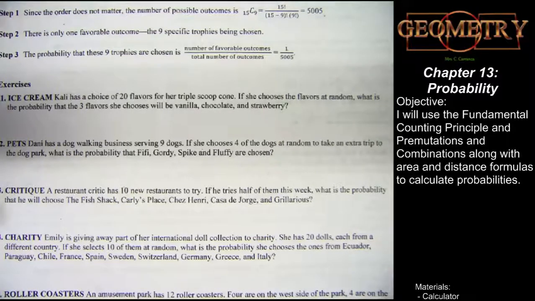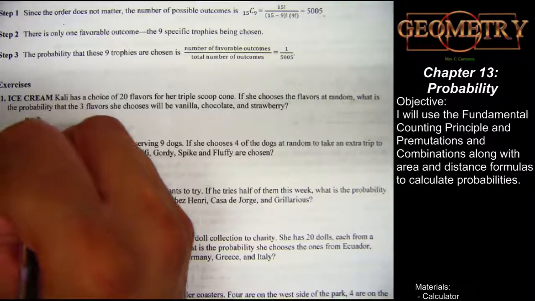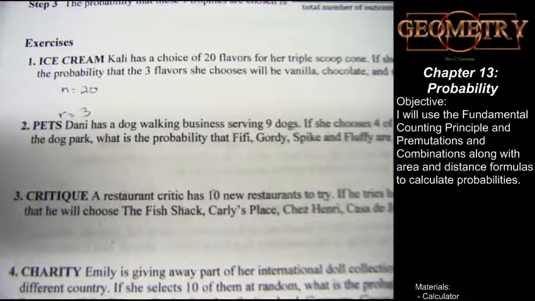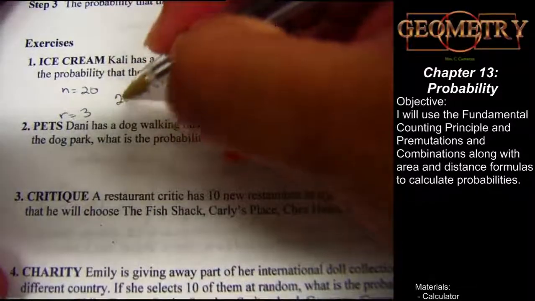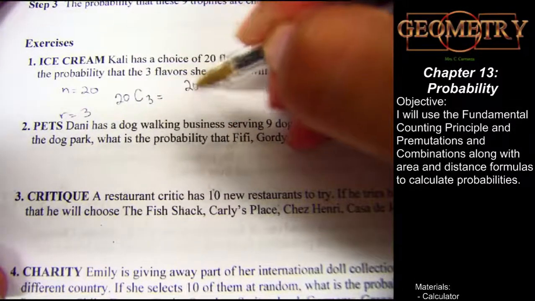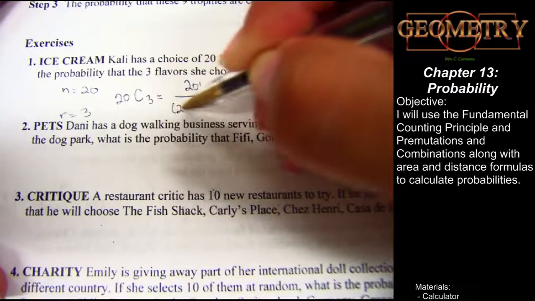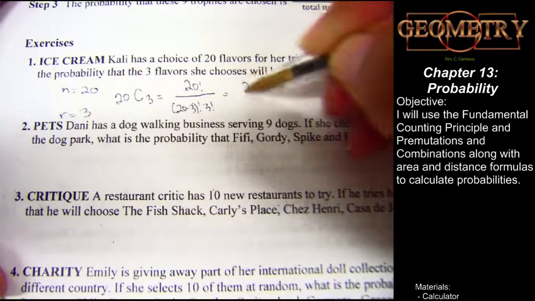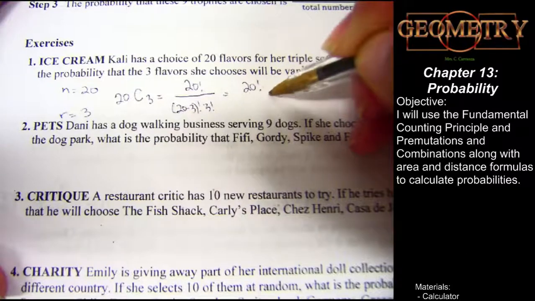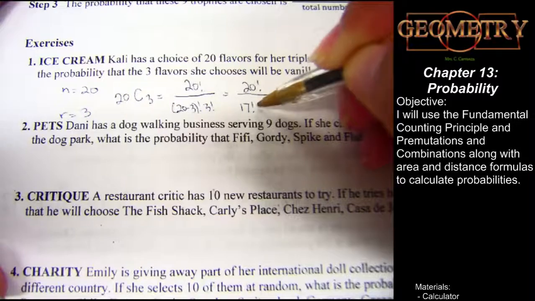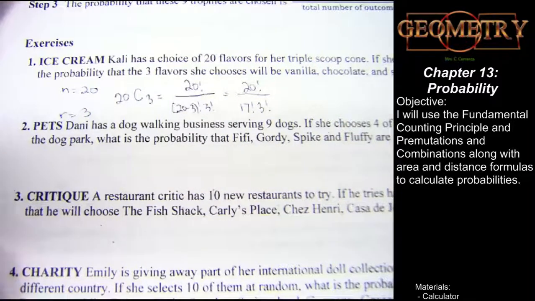This is a combine. We have 20 different flavors, and we have 3 different things that it can be chosen for, and so we're looking at a 20 combine 3. Put that into our formula from above, and we end up with a formula that says 20 factorial over 17 factorial 3 factorial.